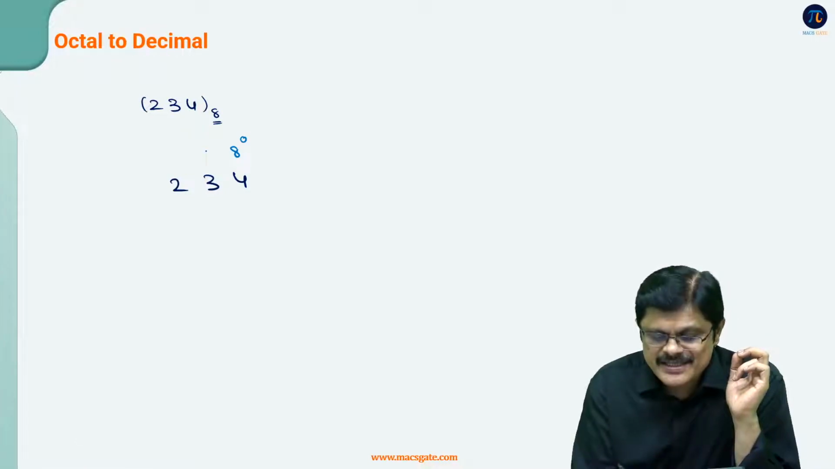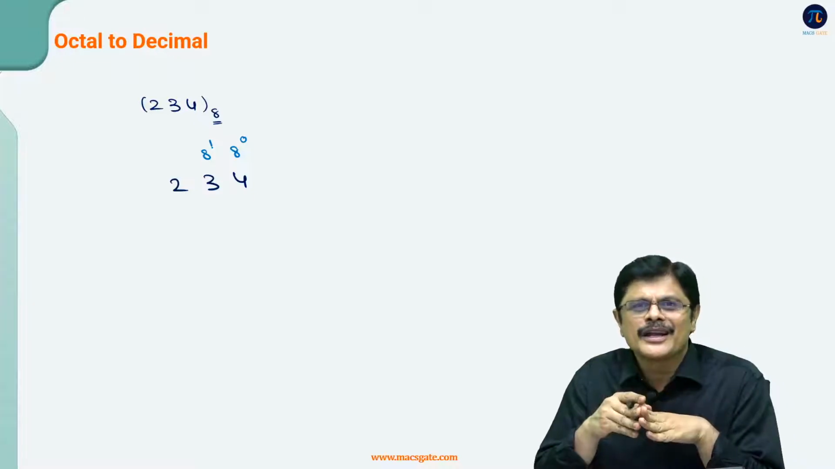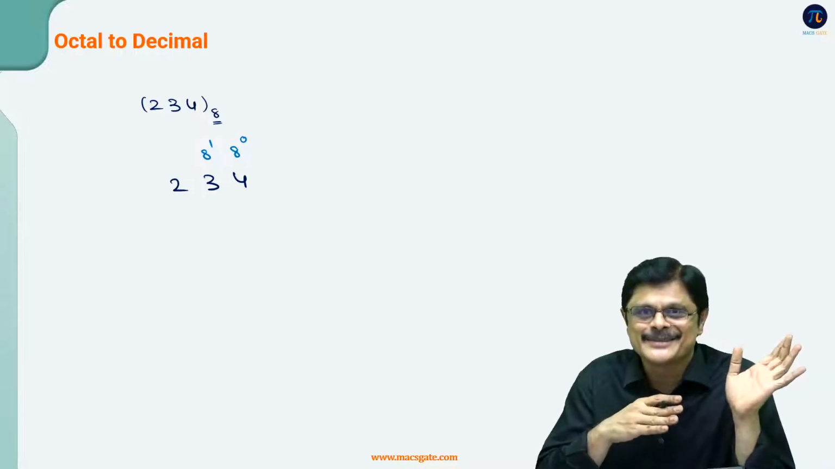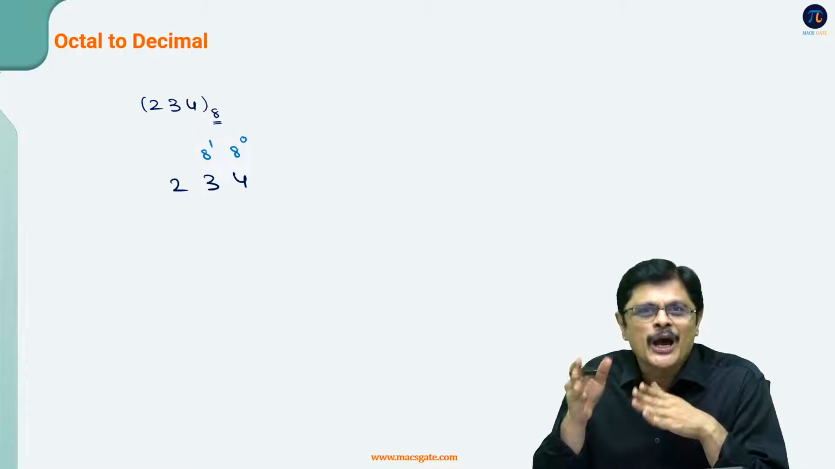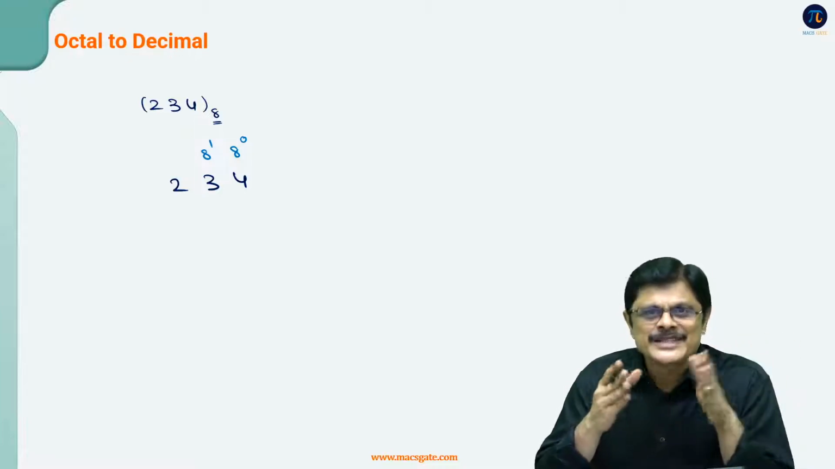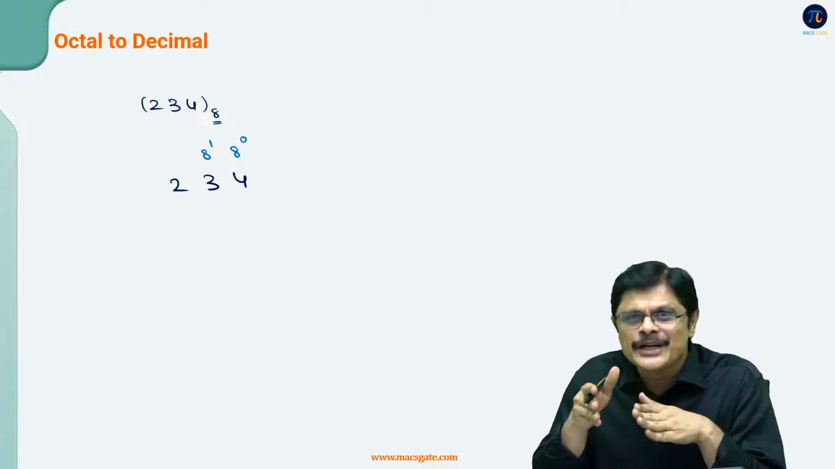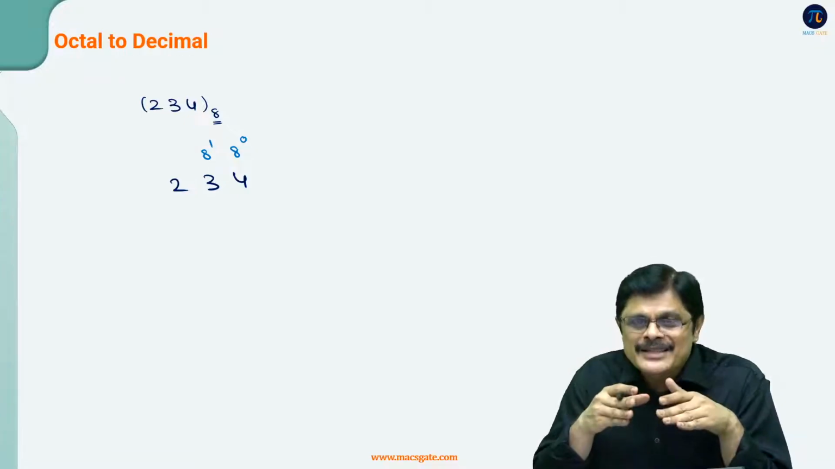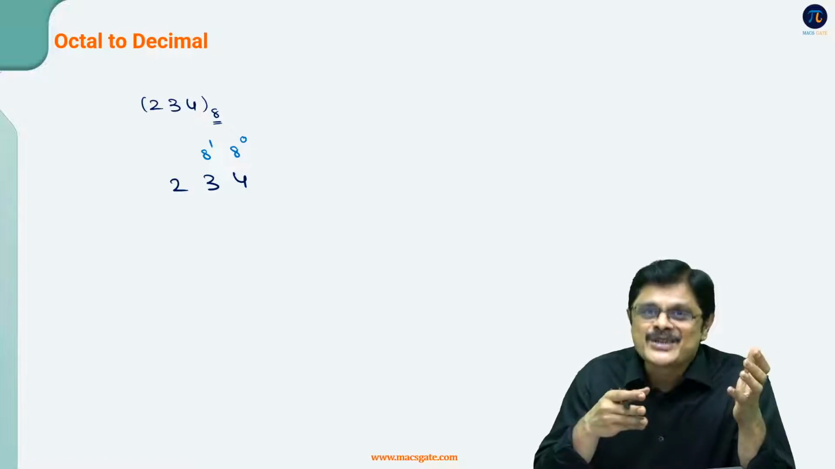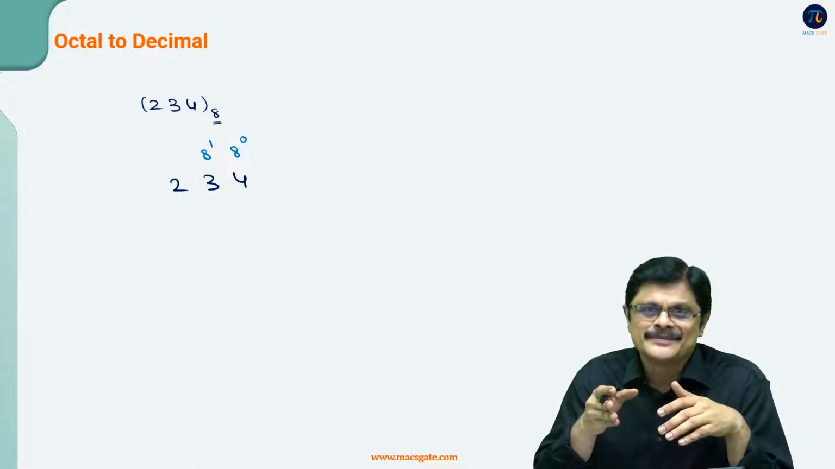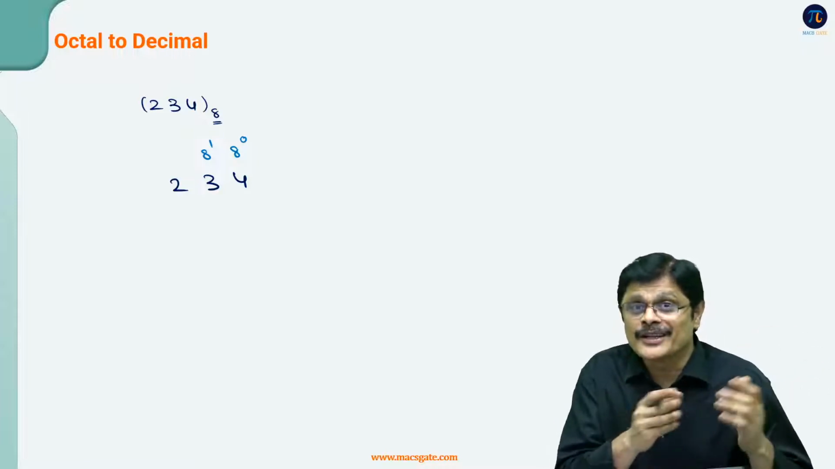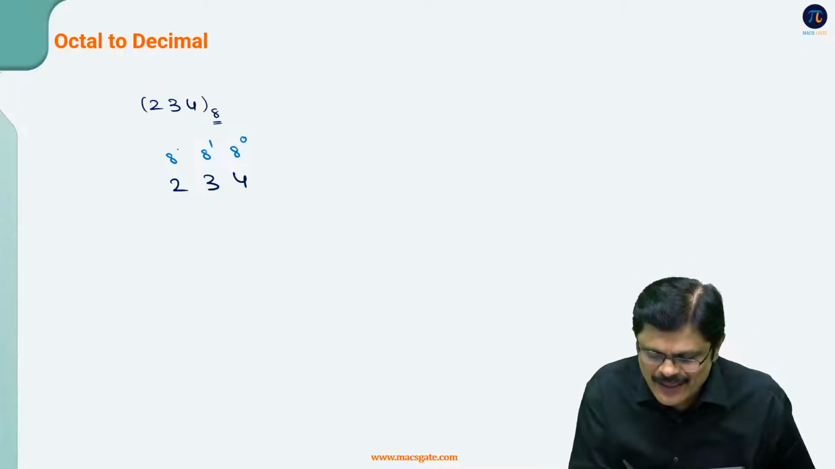Then the next position is 8 power 1. You generally call it units, tens, hundreds like that. Here it is units, 8s, 8 squares like that. Similarly, in the base 10 system you have units, tens, hundreds, which means 10 square, thousands means 10 cube. Same here, in the base 8 system: units, that is 8 power 0, then 8s, then 8 square, then 8 cube, and it continues.